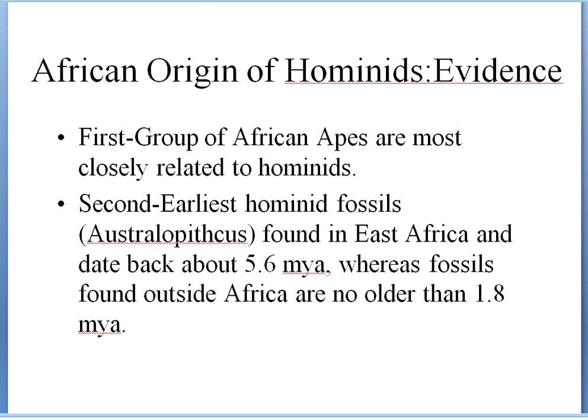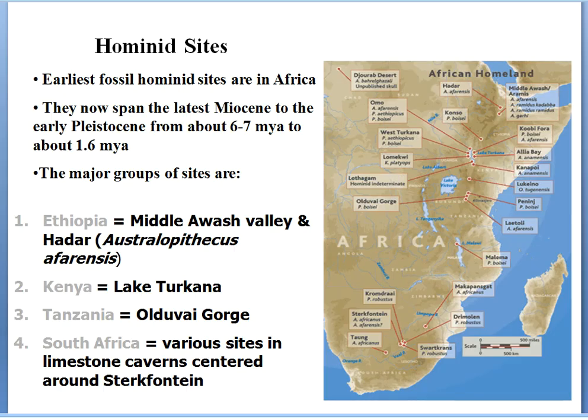This is the oldest date we have for any finding of Australopithecus or any Homo species, whereas fossils found outside Africa are no older than 1.8 million years ago. Here is a map showing the sites of Australopithecus. The main places in Africa where Australopithecus remains are found are Ethiopia, Kenya, Tanzania, and South Africa. So these places can be identified. These are generally asked in examinations to locate.